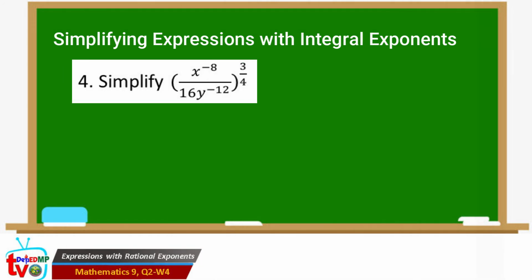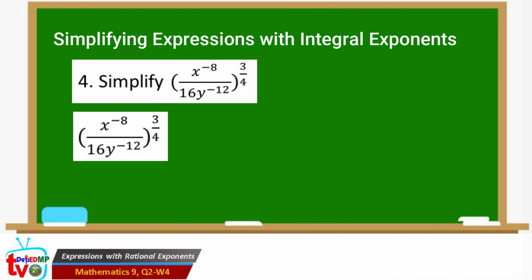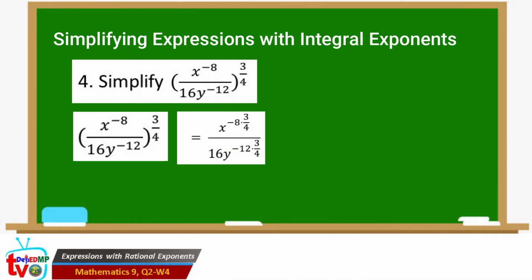Last example, simplify the quantity of x raised to negative 8 over 16y raised to negative 12 raised to 3/4. We will multiply the power 3/4 to the powers of both numerator and denominator. X raised to negative 8 times 3/4 over 16y raised to negative 12 times 3/4.